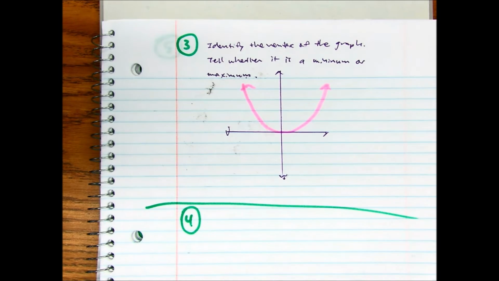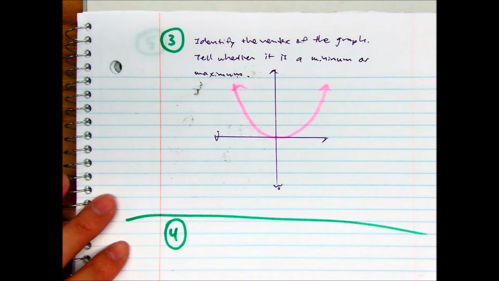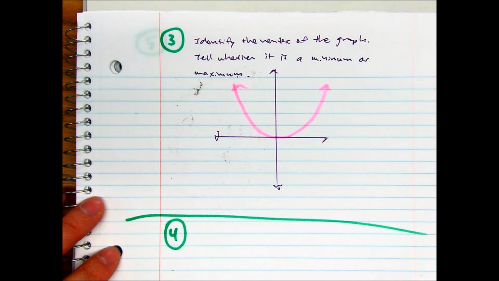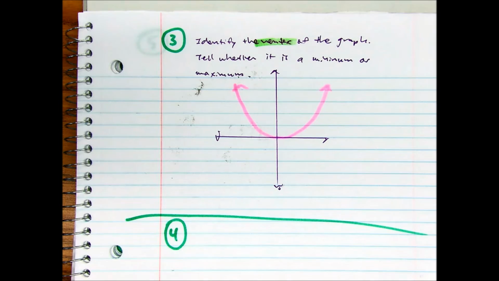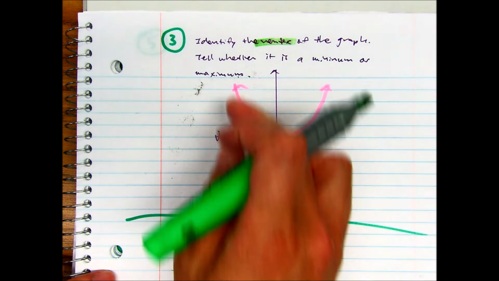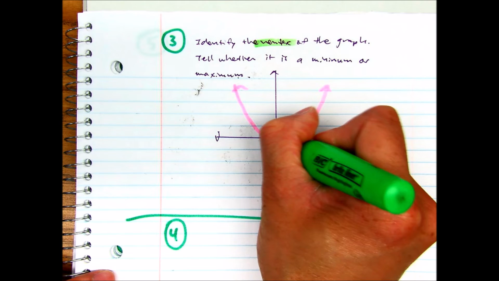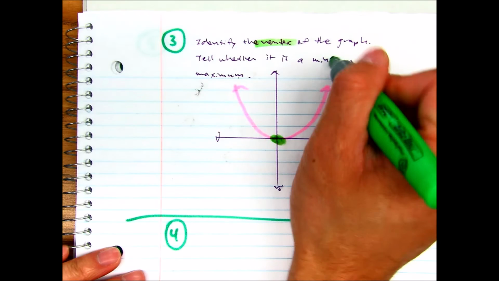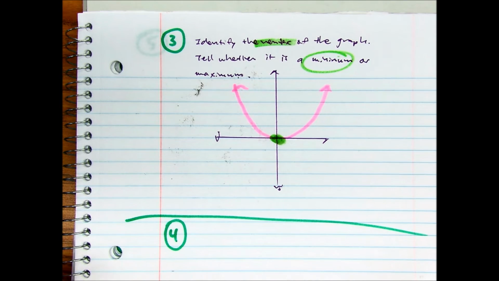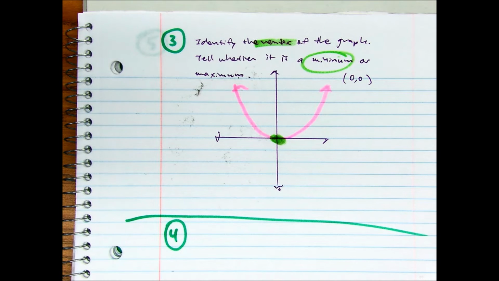Question number 3. Identify the vertex of the graph. Tell whether it is a minimum or a maximum. The vertex of the graph is either the minimum or the maximum. It's basically where it changes from decreasing to increasing. So that would be this point here. Class, is that the lowest or the highest point? That's called a minimum, and that ordered pair is 0, 0. So your answer is minimum at 0, 0.